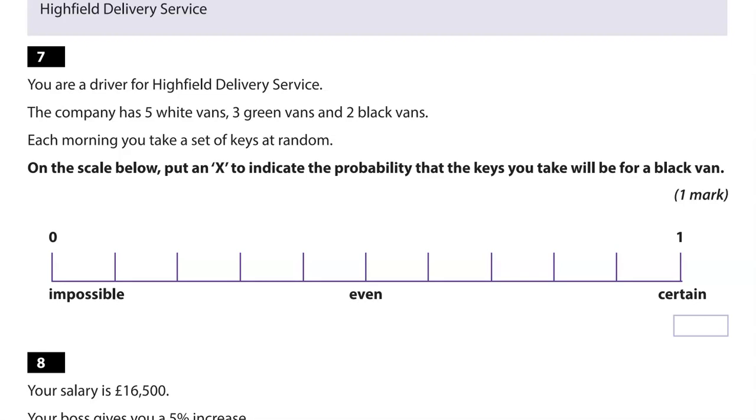So we've got 5 and 3, which is 8, and 2, 10. So 10 vans in total. And we've got 1, 2, 3, 4, 5, 6, 7, 8, 9, 10 divisions. So looking at black vans, that's 2 out of 10. So there is one, that's 2 here. 2 out of 10.